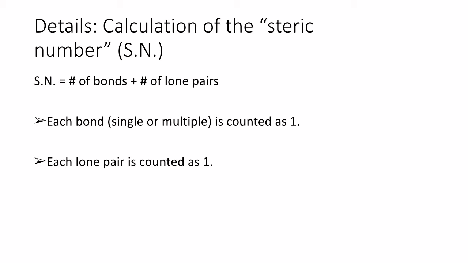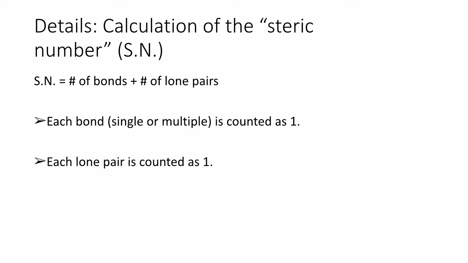There's no exception here. But in the first case, the number of bonds, whether it's a single bond or multiple bond, is always counted as one. So if a molecule has one single bond and one double bond, the total number of bonds would be 2.